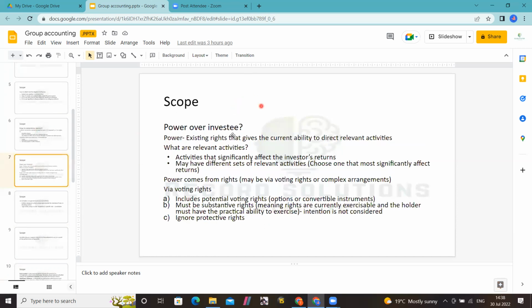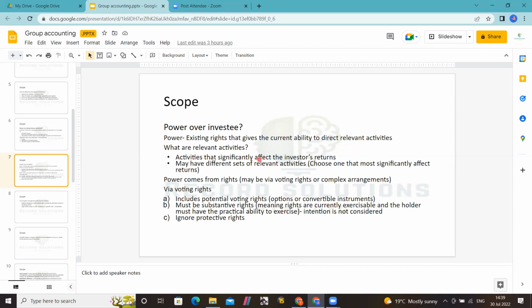And so what is power? When does an investor have power over the investee? Power is existing rights that give the current ability to direct relevant activities. That's the definition of power. Now, before we continue, firstly, we have to determine what these relevant activities are, because they use the term relevant activities. If we have existing rights that give us the current ability to direct the relevant activities, we know that we have power. However, before we start, we have to know what these relevant activities are.